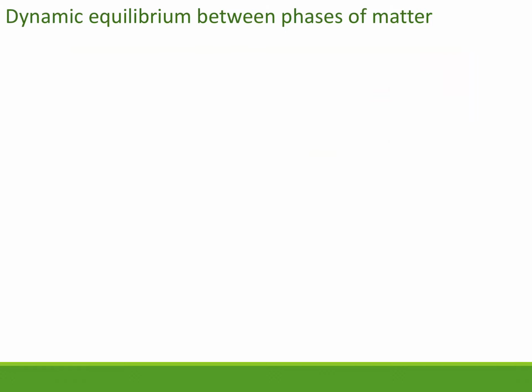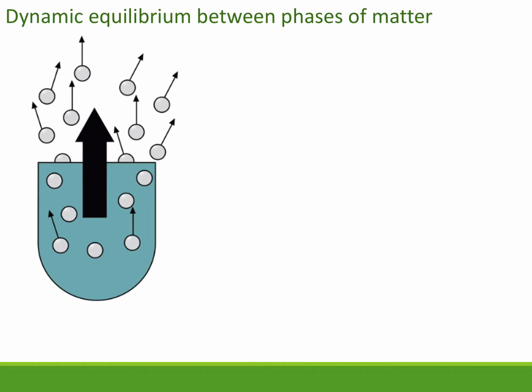We're going to use a phase equilibrium as a way to illustrate this, okay? So when we have water, so this is water in a beaker, or a test tube, let's just go with it, the water evaporates.